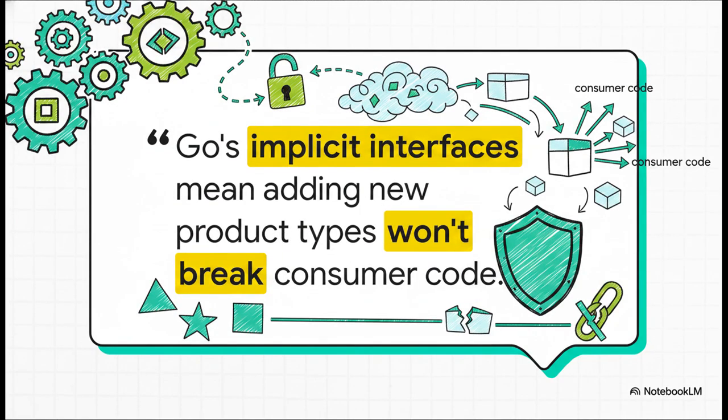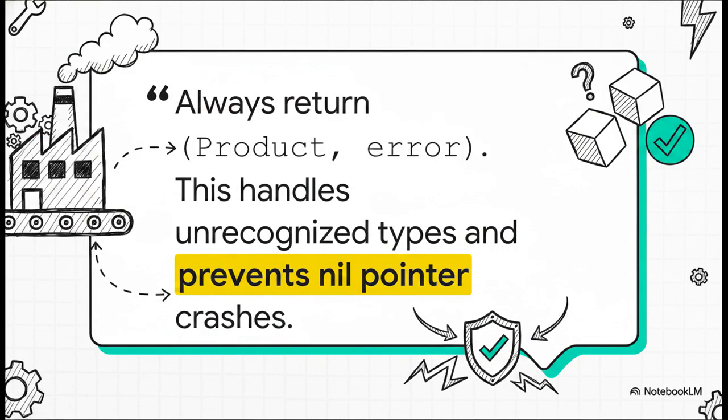Second, never forget how awesome Go's implicit interfaces are. They make this pattern incredibly clean. You can invent brand new payment types, and as long as they have the right methods, all your existing code will just accept them, no questions asked. And third, please, please always build your factories to be safe. That product, error return signature isn't optional. It's the proper idiomatic Go way to prevent those horrible nil pointer crashes that always seem to happen at 3 a.m.